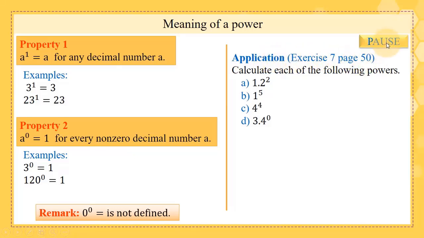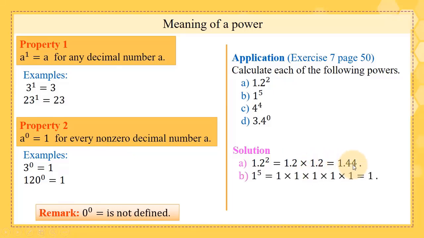Solve as an application, exercise 7, page 50. Please pause the video to solve. Solution. 1.2 exponent 2 is equal to 1.2 multiplied by 1.2, which equals 1.44. 1 exponent 5 equals 1 multiplied by itself 5 times, which equals 1. 4 exponent 4 equals 4 multiplied by itself 4 times, which equals 256. 3.4 exponent 0 equals 1.